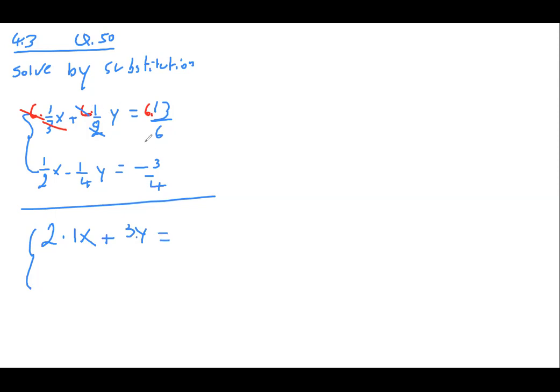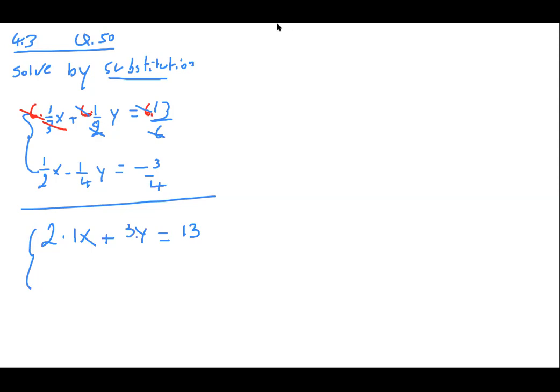And what about the third one? If you cancel 6 and 6, what's left? The 13. We're going to do the same thing with the bottom. Now the fractions are gone, which is good. It's going to make it easier for us to isolate one of the variables and then substitute it into the other one. Now, what's the LCD here for 2, 4, and 4?